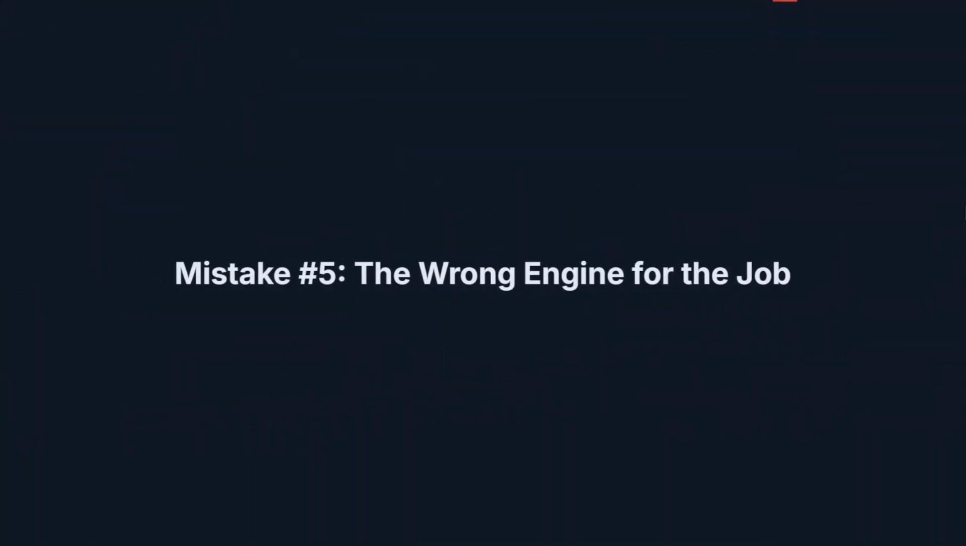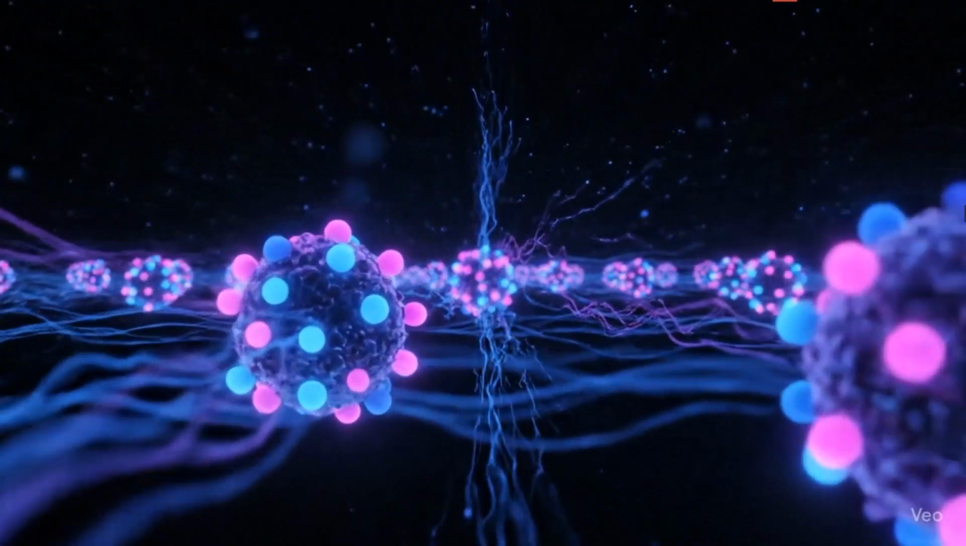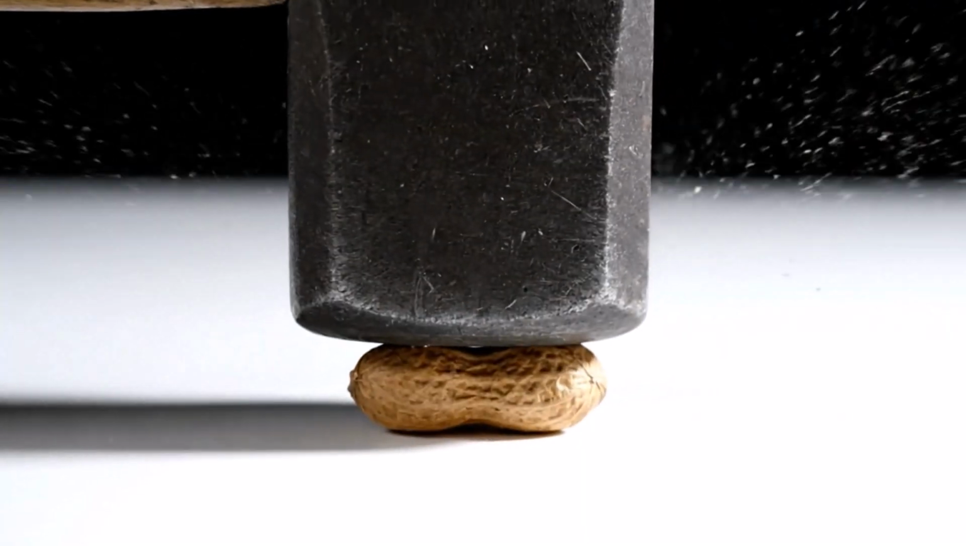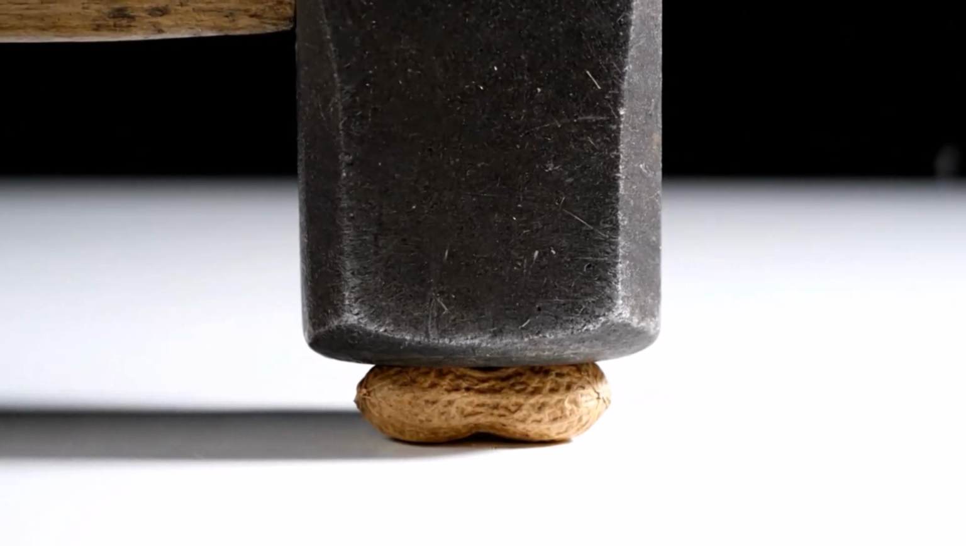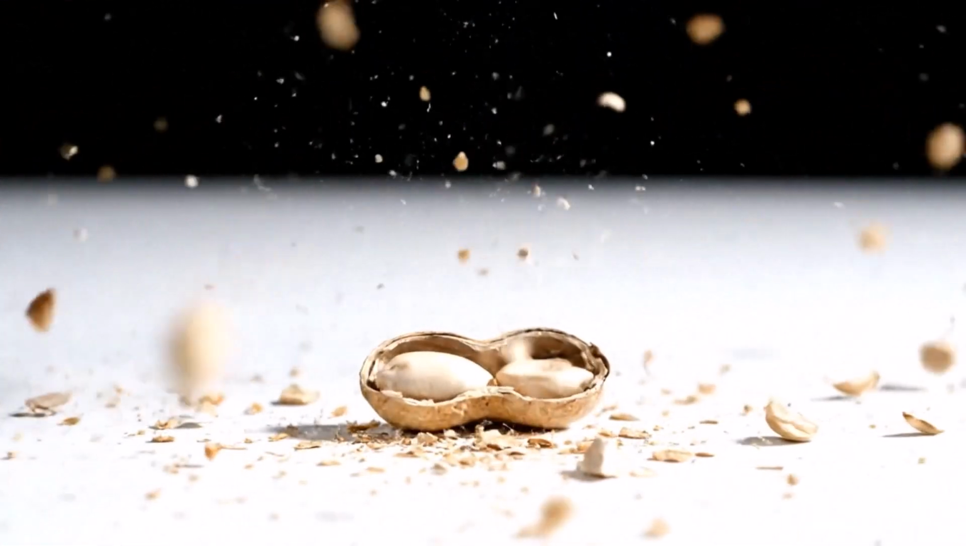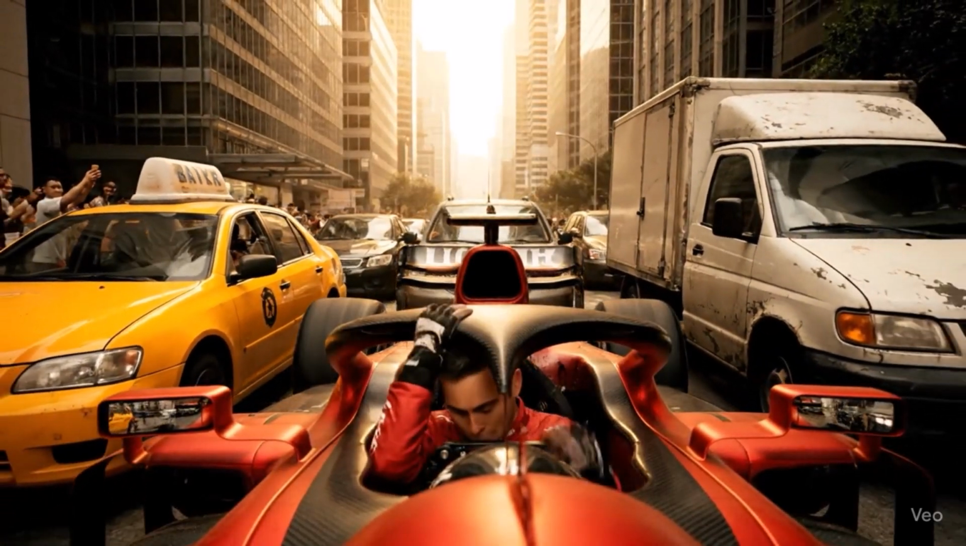All right, the 5th and final mistake, and this one is a classic hidden pitfall that separates the amateurs from the pros: using the wrong engine for the job. We get so excited about the power of models like GPT-4 Turbo that we use them for everything in our AI agentic workflows. But that's like using a sledgehammer to crack a nut. It's a surefire way to build a slow and expensive AI agent.